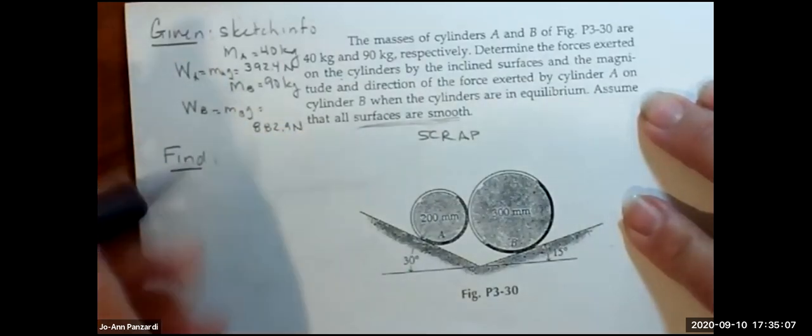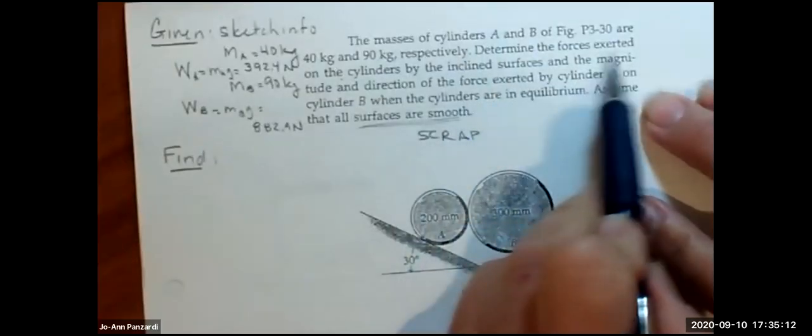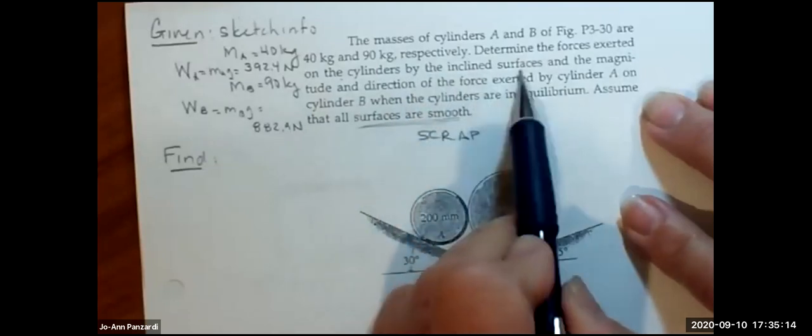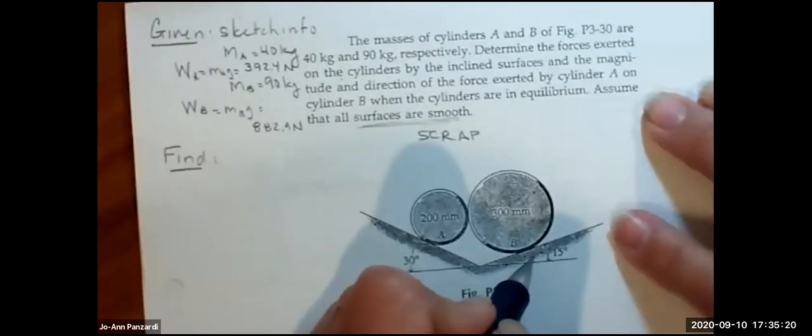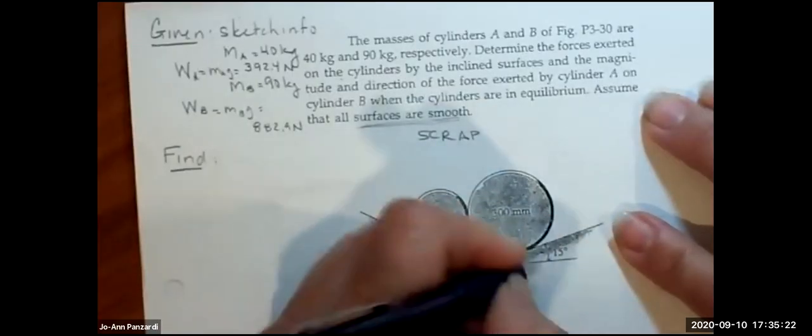What are they asking us to find here? It says determine the forces exerted on the cylinders by the inclined surface. What's that? The normal forces. Right. The normal forces from the surface to the cylinder, right? And I have to draw it perpendicular, right?